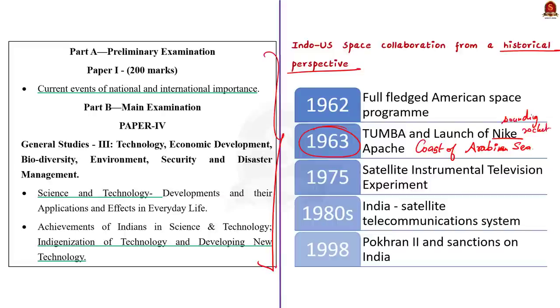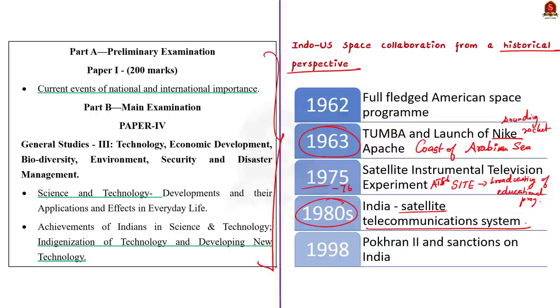And later during 1975 to 1976, NASA and ISRO conducted the Satellite Instructional Television Experiment, known as SITE, S-I-T-E. Now under this program, NASA's ATS-6 satellite beamed educational programs via television sets to over 2,000 remote Indian villages. And since then, India has been a major trading partner of the US in space technologies. Now, during the 1980s, the US helped India to launch its own satellite telecommunication system.